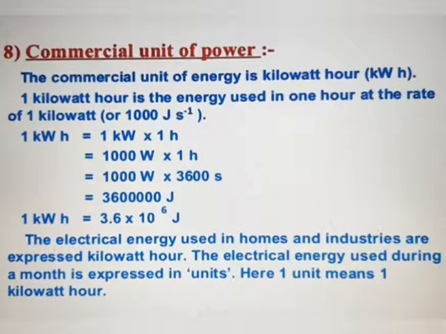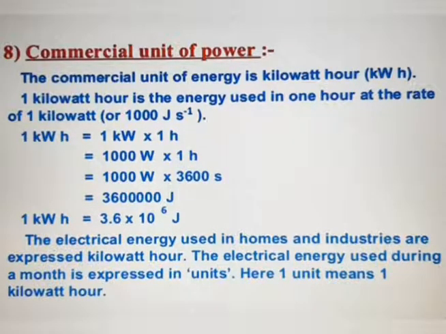Now we have reached the last topic of this chapter, that is the commercial unit of energy. The word commercial means related to business or economy. That means wherever money is involved, we call it commercial. The commercial unit of energy is kilowatt hour. We write it as kWh. The electrical energy used in our homes, industries, etc. is expressed in kilowatt hour. The electrical energy used in a month is expressed in units, and 1 unit means 1 kilowatt hour.